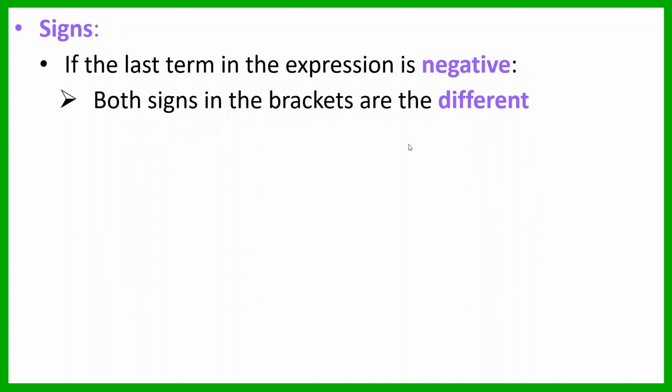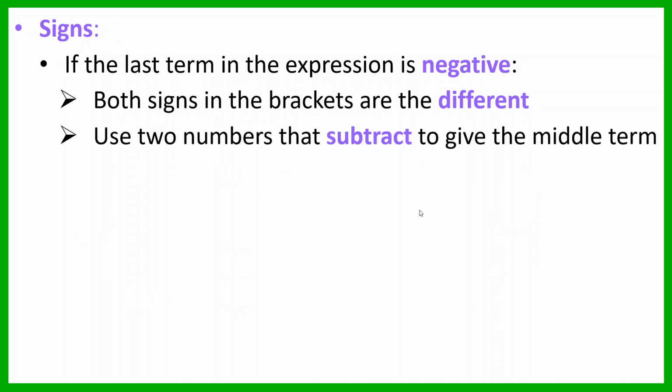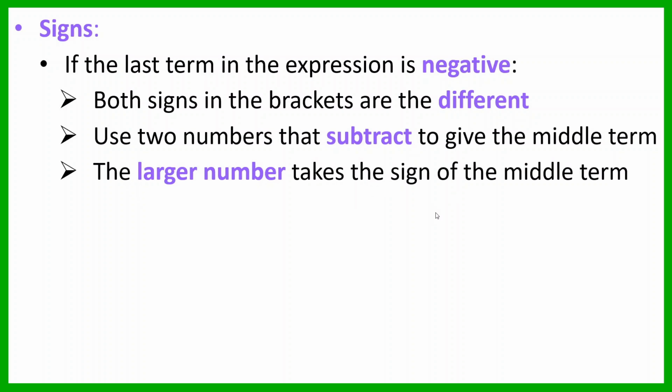One will be a plus and the other one will be a minus. We're going to use the two numbers that subtract to give the middle term, where if the last term was positive, we add the factors to get the middle term. If the last term is negative, we're going to subtract to give the middle term. And the larger number is going to get the sign of the middle term. Okay, so let's have a look at an example.